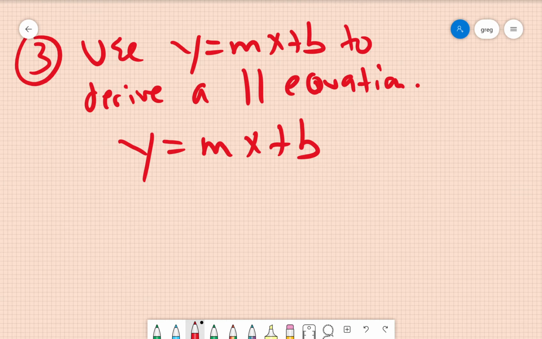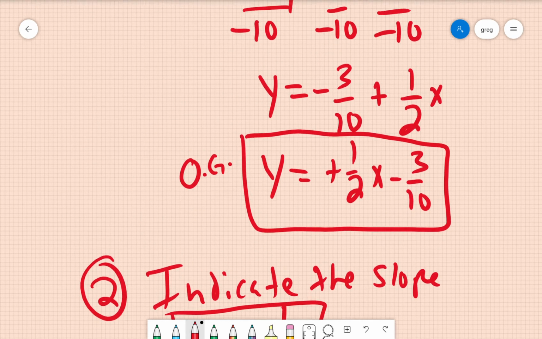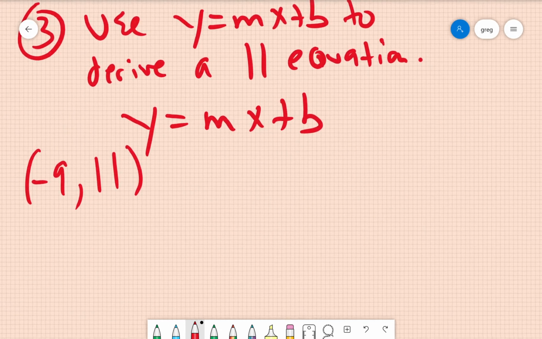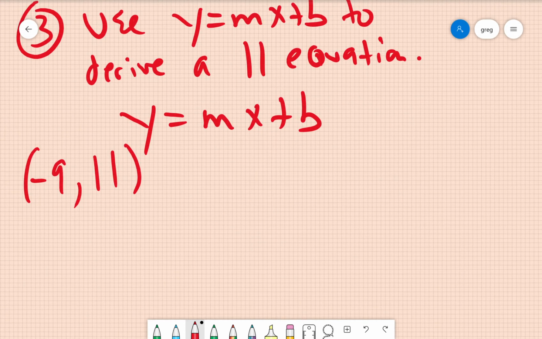An ordered pair was given to us. Can somebody tell me what the ordered pair was? -9 and 11. That's what I wrote down at the very top. Okay, sorry, didn't realize I did that. All right, so the ordered pair was given to us. And now we also have our slope. What's the slope that we have from step 2?